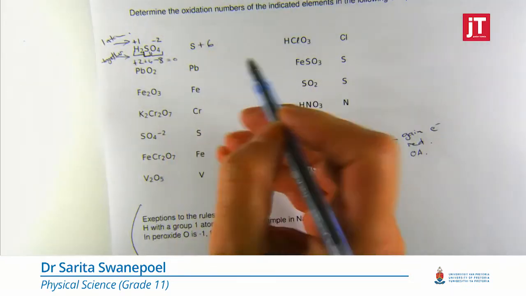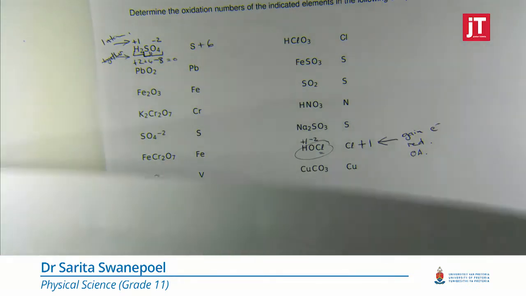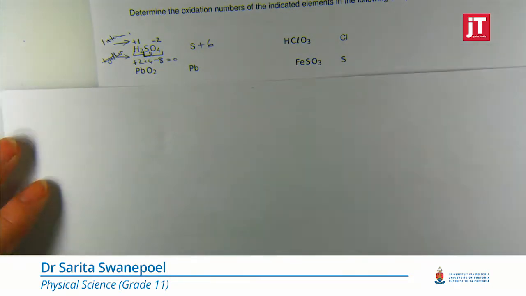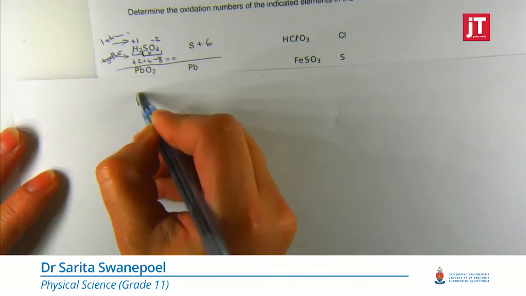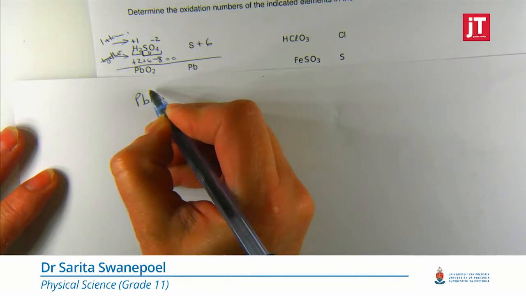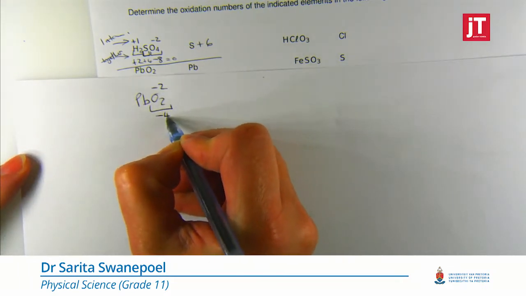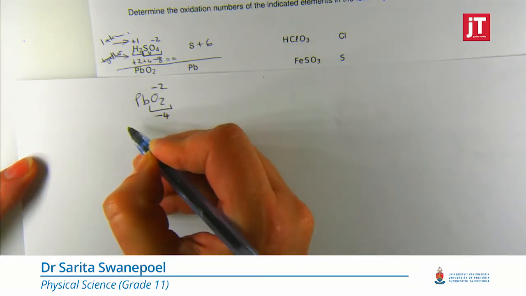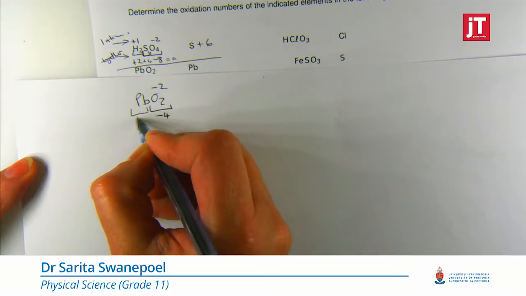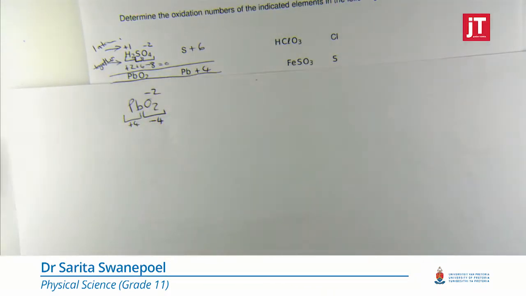We did the sulfur. Let's look at the next one. You've got lead oxide. Now, if you look at this one, PbO2, the oxide being -2, 2 of them together give you -4. So what is the oxidation number of that lead? That lead must be a +4. The lead must be +4.